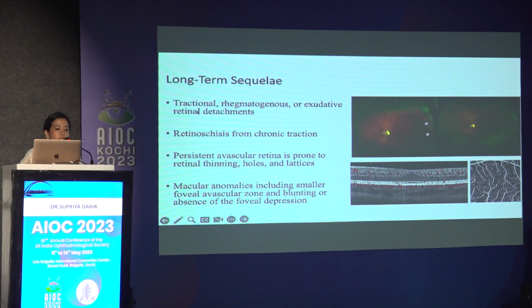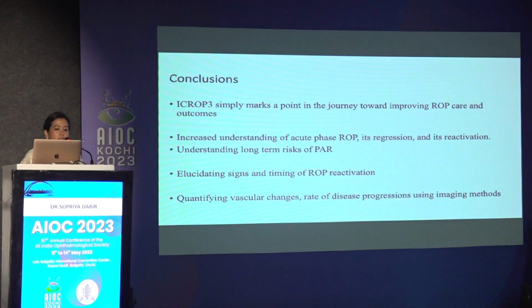The long-term sequelae could be tractional, any form of detachments, tractional, rhegmatogenous, exudative, retinoschisis from chronic traction. This peripheral avascular retina is more prone to thinning, holes, lattices, and thanks to OCT, we've also seen the various anomalies that can occur at the macula. Even OCT angiography helps us in redefining this foveal avascular zone.